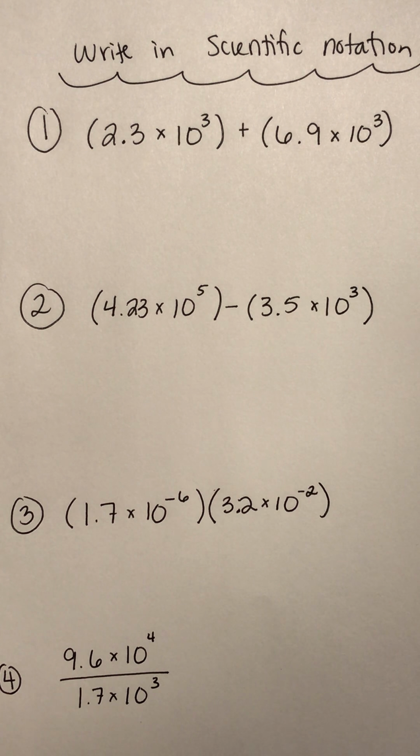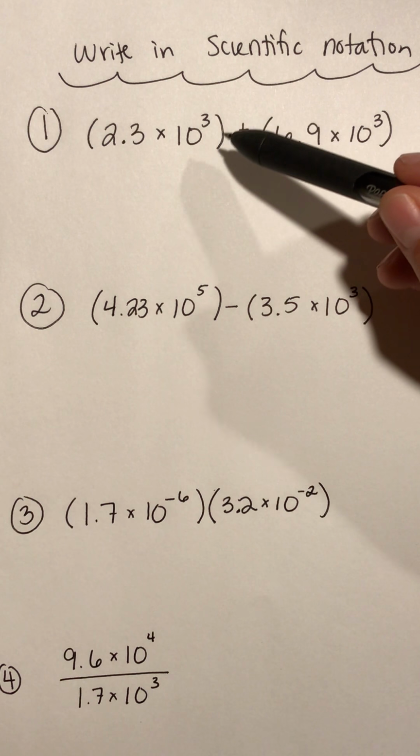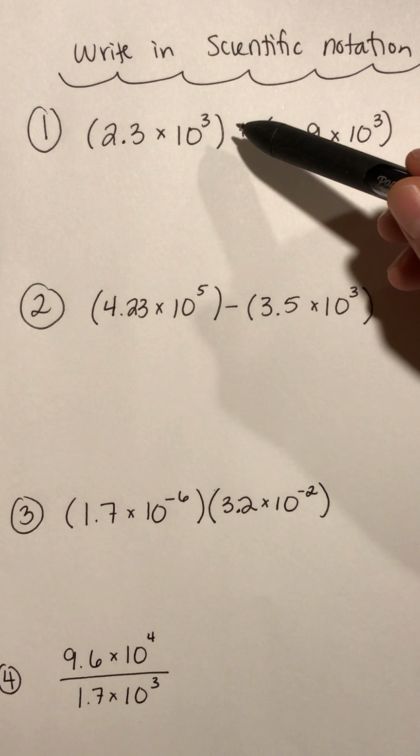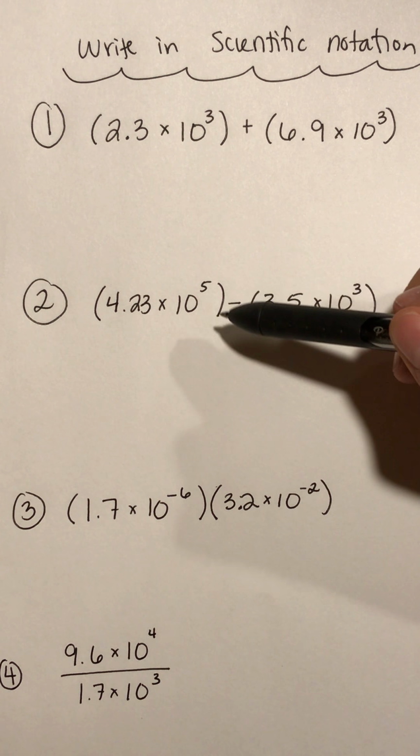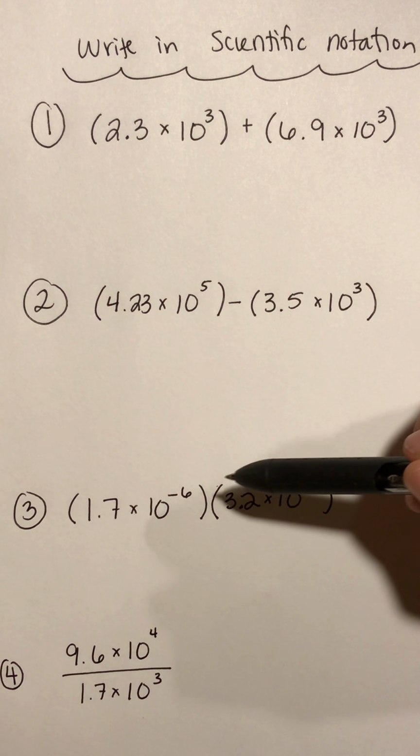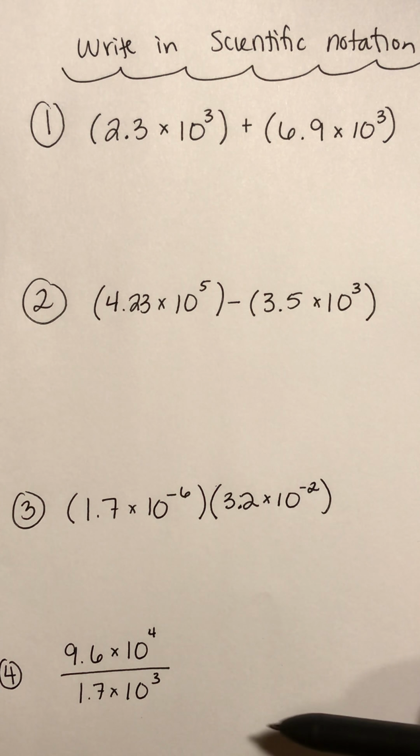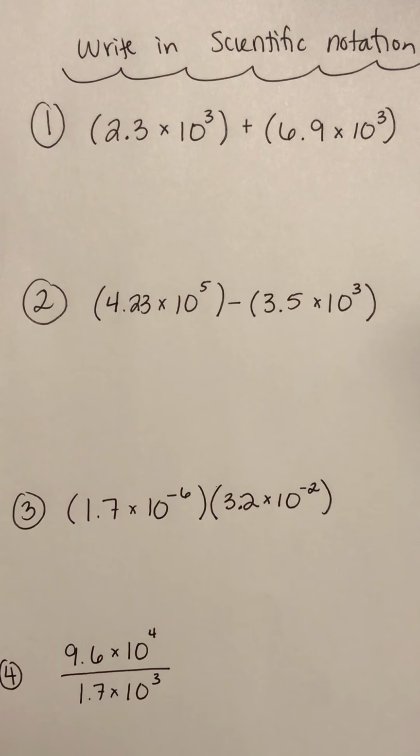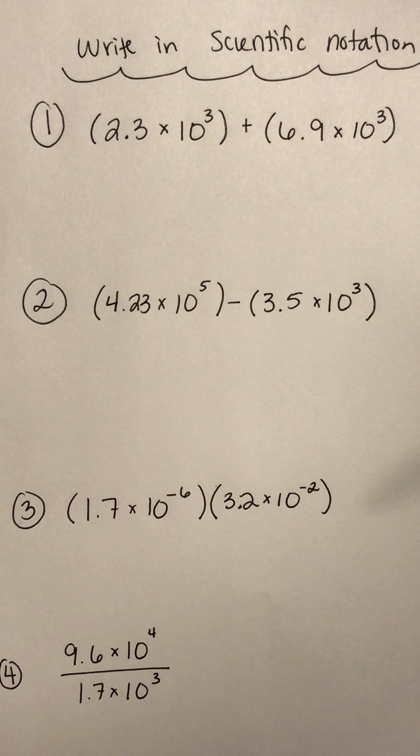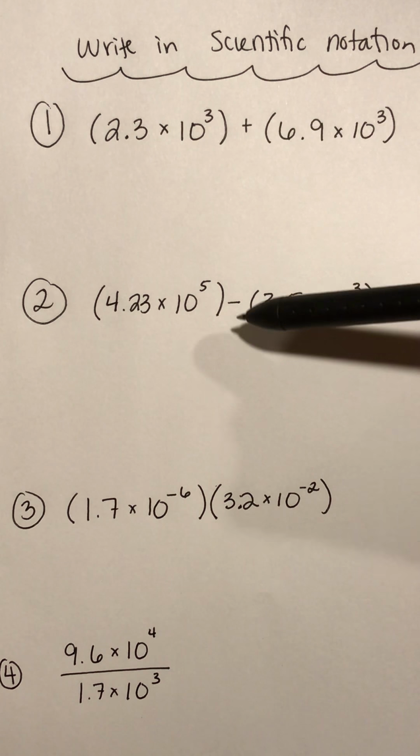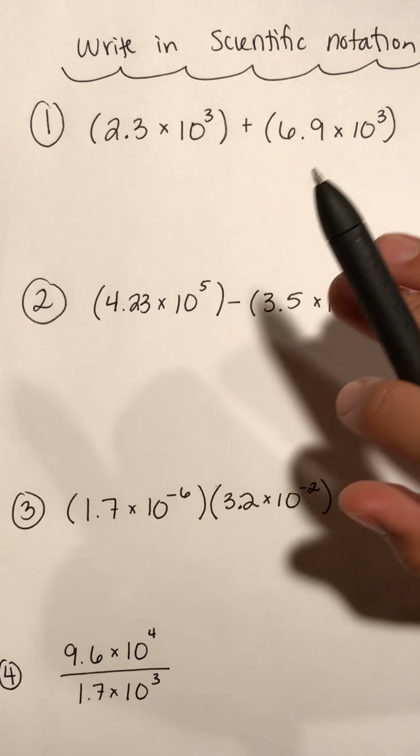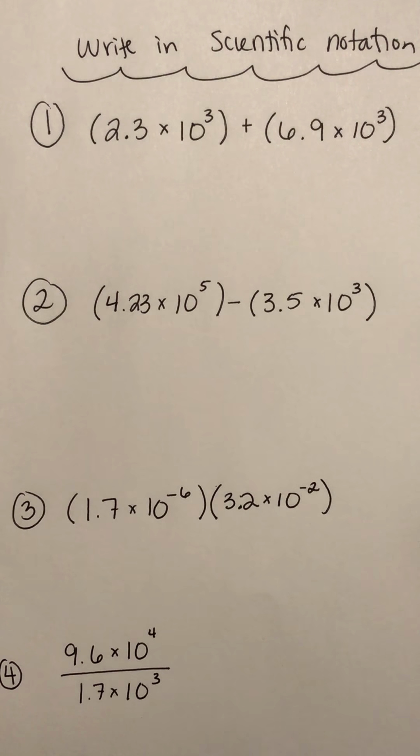If we look at these four problems quickly, we notice that in problem number 1, it's addition between the scientific notation. In problem number 2, we have subtraction. In problem number 3, when there's parentheses right next to parentheses, that means multiplication. And number 4, that bar means division. So we want to make sure that we type the problem into our calculator exactly the way it looks, with the sign that comes in the middle. There is no need to do two separate operations.